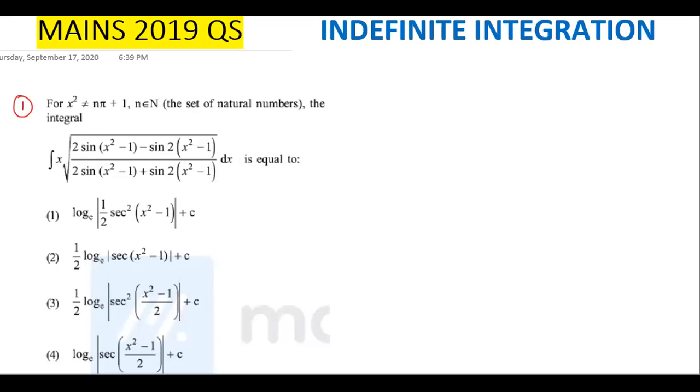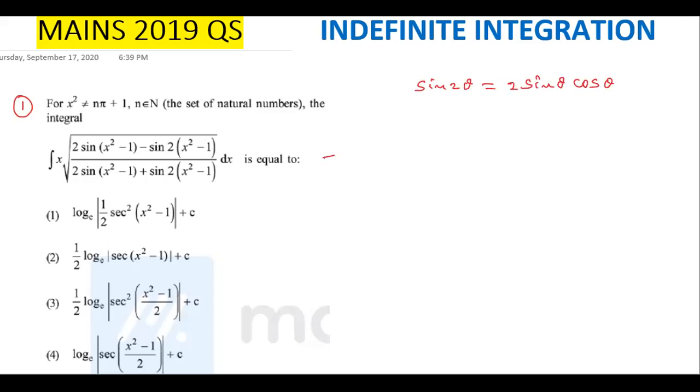Integration of x into under root of (2 sine of (x square minus 1) minus sine 2 into (x square minus 1)). So that is sine 2 theta. What is the sine 2 theta formula? We know that it is 2 sine theta cos theta. So by using this formula, we can expand.